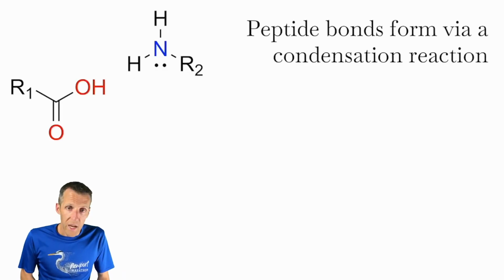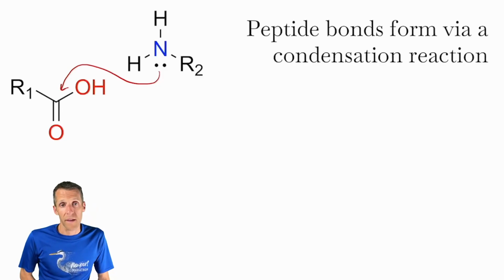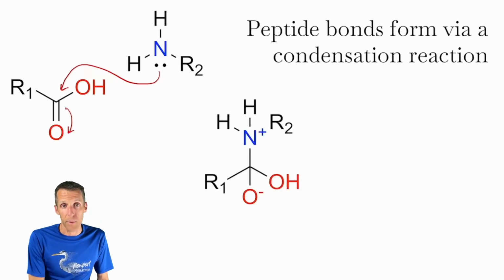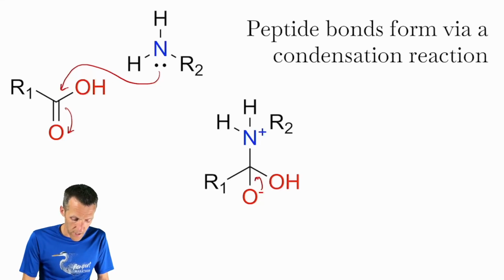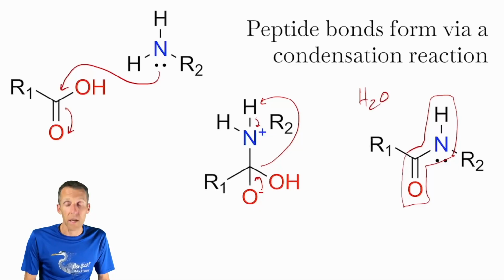How is it formed? It's formed by a condensation reaction. So we have a nucleophilic attack by the lone pair on the nitrogen, generating an intermediate. This intermediate can then be resolved by the formation of a water molecule, right? So we formed a new peptide bond, and in the process, we've created a new water.